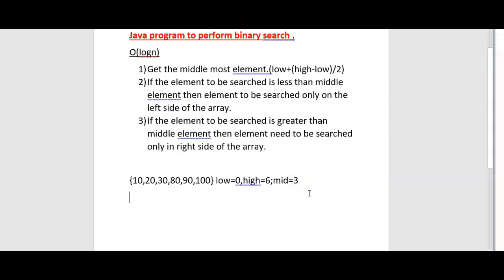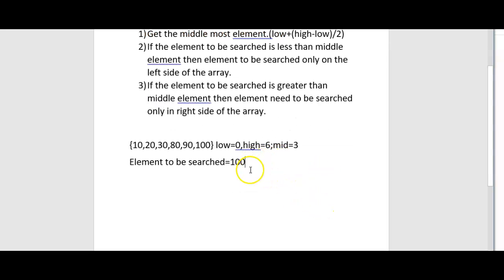Suppose I want to search for the element 100. Element to be searched equals 100. What we need to do is check if array of mid is greater than 100 or less than 100. Array of mid is array of 3. What is array of 3? 0, 1, 2, 3. So 80. So the element to be searched is 100.